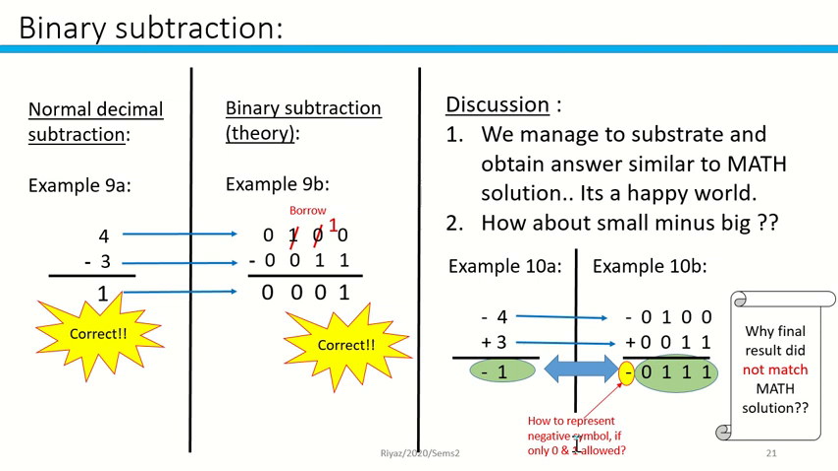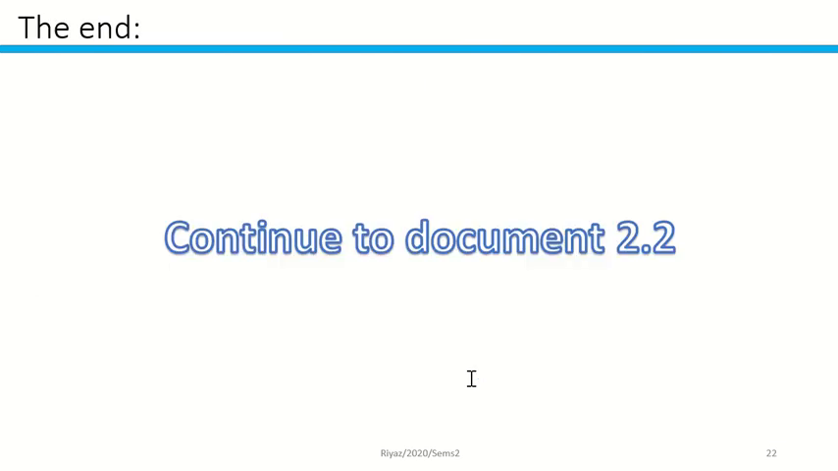Then how are you going to represent a negative symbol if only 0 and 1 is allowed, and the result does not match the final mathematics solution? So this is a question that we are going to answer in the next topic 2.2. So until then, thank you.